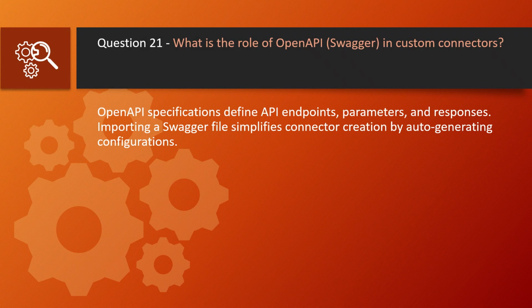What is the role of OpenAPI in the custom connectors? So basically OpenAPI defines the API endpoints, parameters and the responses. A Swagger file can be imported, which simplifies the connector creation by auto generating the configurations.